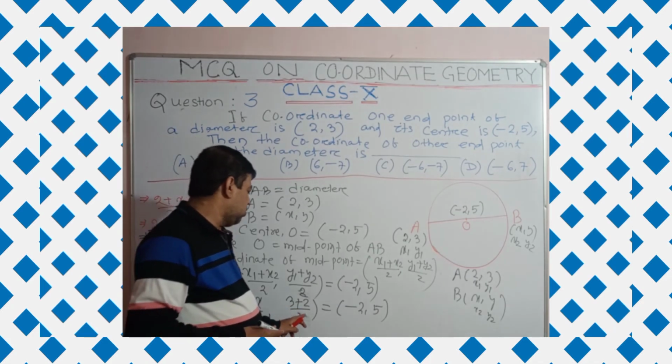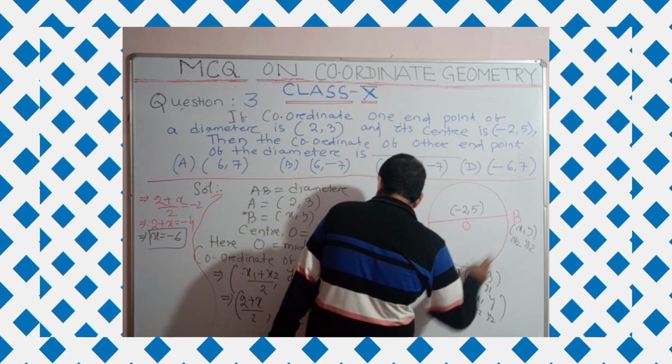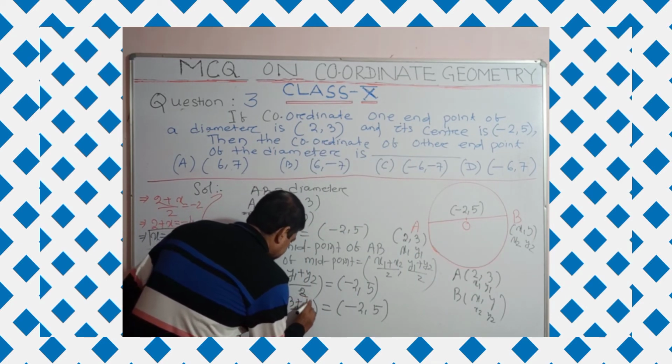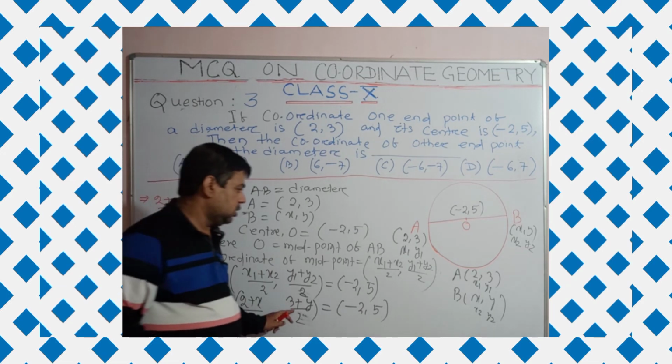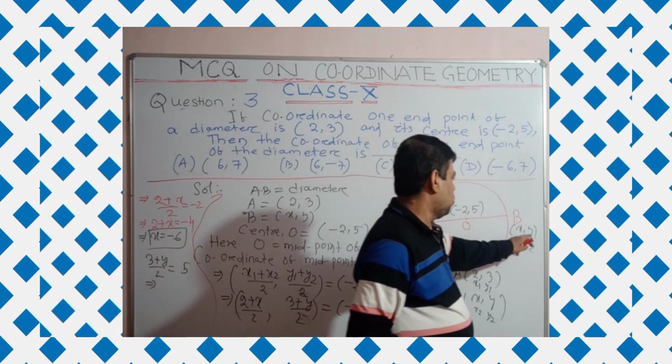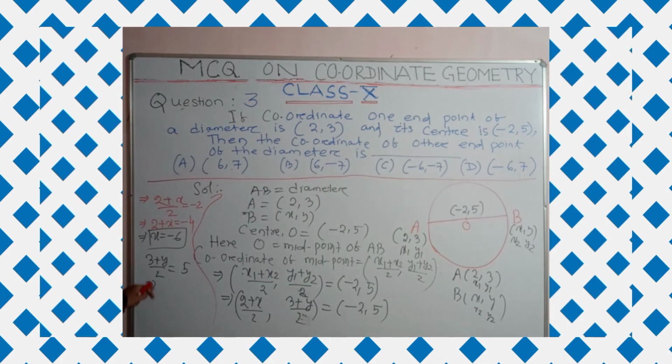Similarly, we will compare the y coordinate. Here y1 is 3 and y2 is y. So (3 plus y) upon 2 is equal to 5. That simplifies: 3 plus y will be 10. Then y is equal to 7.